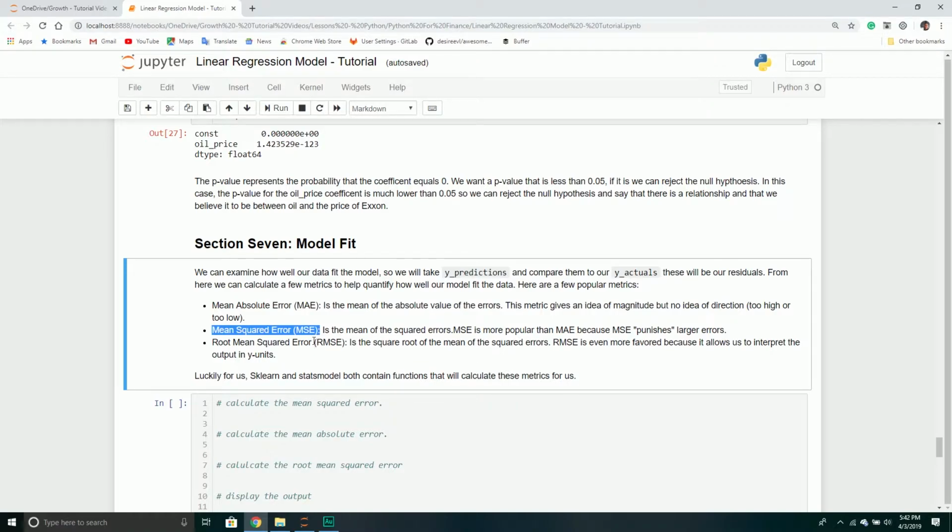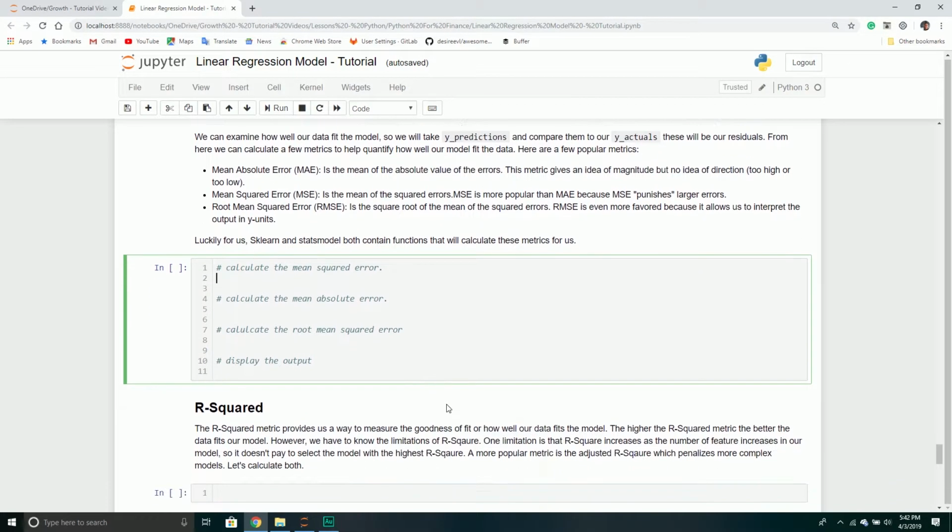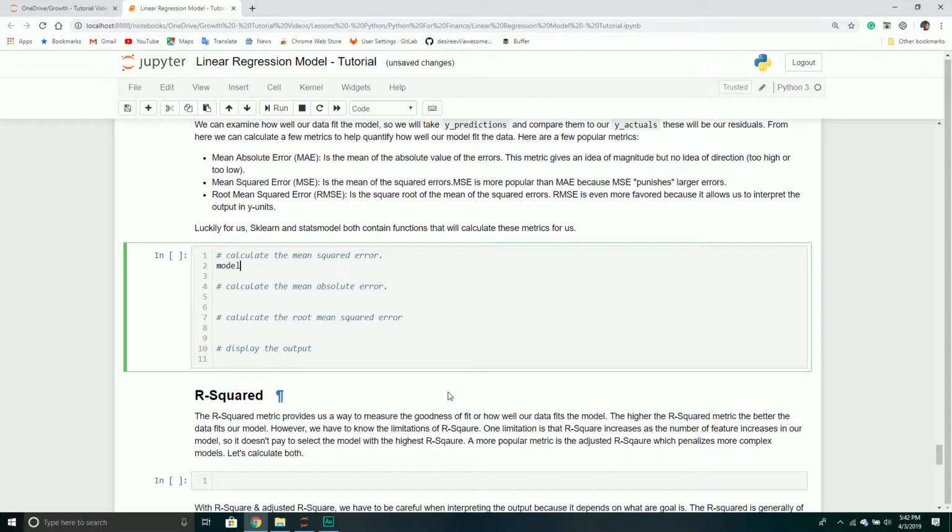Now, another popular metric is the root mean squared error. That's simply the square root of the mean squared error. This one's more favored because it allows us to interpret the output in Y units. Okay, so let's take a look. Let's calculate each one of these metrics.